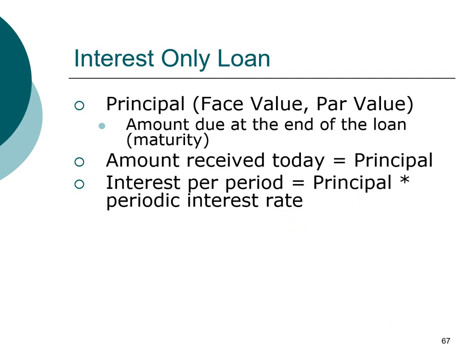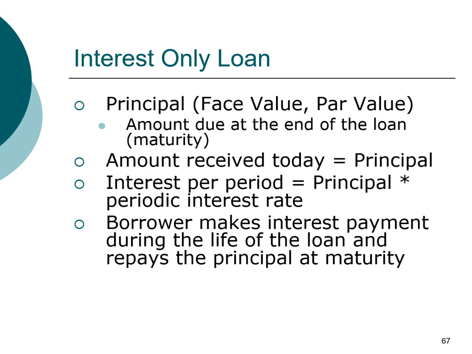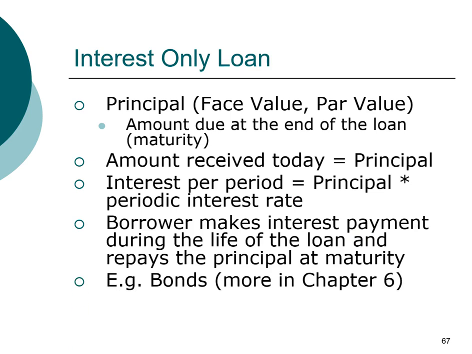As a borrower, you have to make interest payments during the life of the loan, but you don't have to make any payment towards principal. Since you're paying off all the interest each period, interest does not accumulate, so there's no compounding going on. Let's say you borrow $10,000 at 10%, then each year you pay $1,000 in interest. And when the loan matures, you'll pay back the $10,000 that you borrowed. The most common form of interest-only loans are bonds, and we'll talk a lot more about that in later chapters.